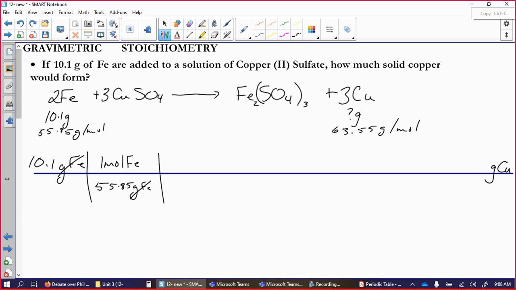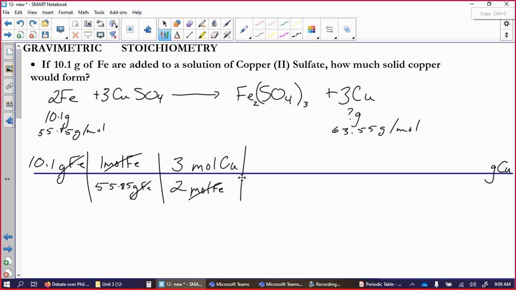I don't want moles of iron. I want moles of copper. Well, we take these two numbers. There's in the balanced equation, assuming I balanced that right, which I'm pretty sure I did, 3 moles of copper come from 2 moles of iron because everything is all happily balanced. Moles of iron cancel, moles of iron cancel. Okay, we do this, you would get however many moles of copper.